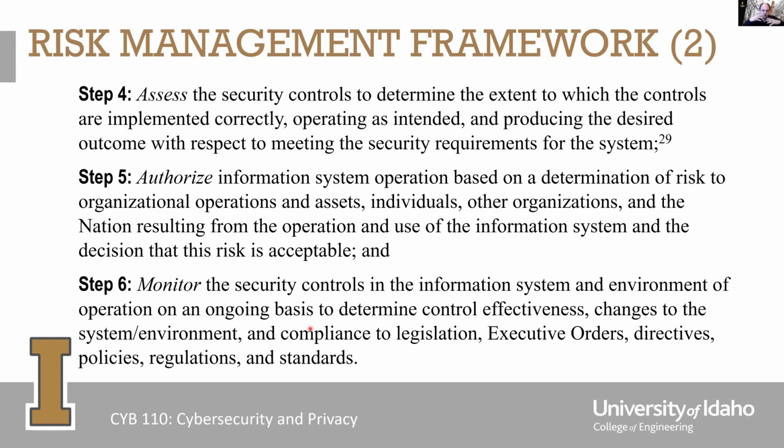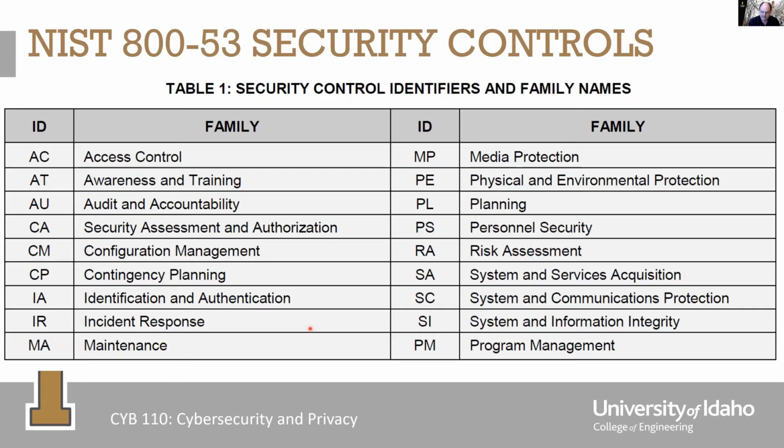Okay, so when I'm talking about controls, what am I talking about? NIST has multiple what they call families of controls in the 853 document. So they have the access control family, and they use these two-letter acronyms for them because the government loves its acronyms. Awareness and training, audit and accountability, security assessment and authorization, configuration management, contingency planning, identification and authentication, incident response, maintenance, media protection.